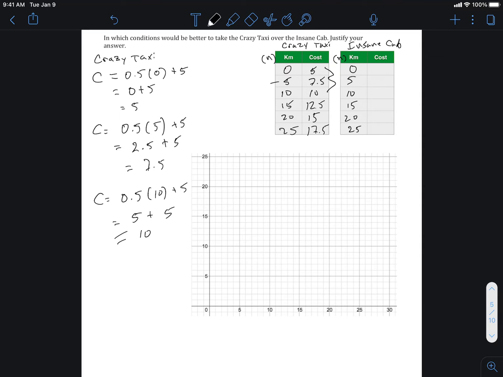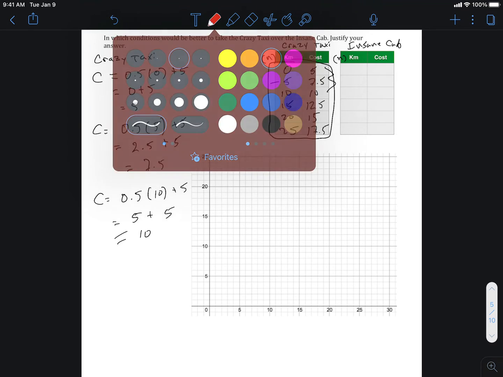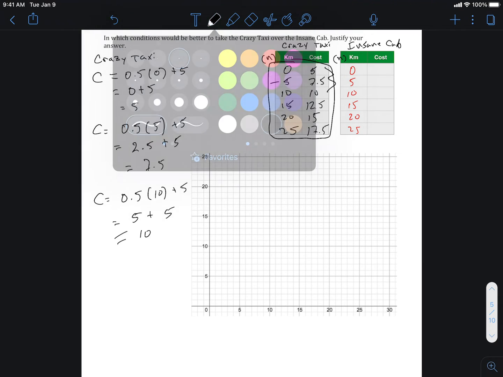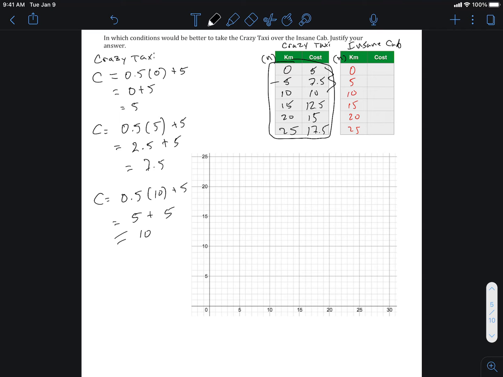Now what you can do now is the Crazy Taxi, and this is important. I've done these numbers in black, and maybe I'll redo the ones on the right in red, okay? It's important to make a distinction between the two lines, right? So that you can make a clear, concise decision, and you don't need convoluting or making it messy by having two of the same colored line on the same grid. Okay, so here's what we're going to do. I'm just going to go and plot these points down here.